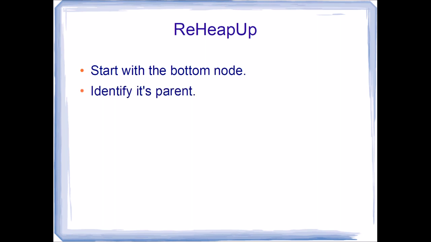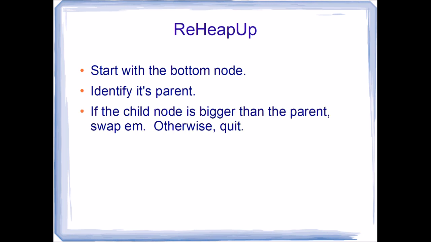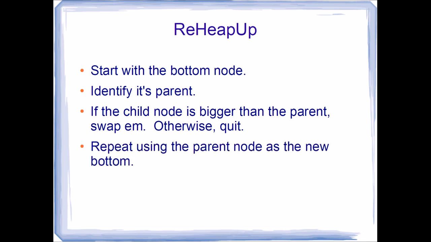All right, so what about the reheap up algorithm? Well, the way this is going to work is it's going to start with the bottom node, and then we're going to identify its parent. If the child node is bigger than the parent, we're going to swap them. Otherwise, we'll quit. Or we'll repeat this using the parent node as the new bottom.